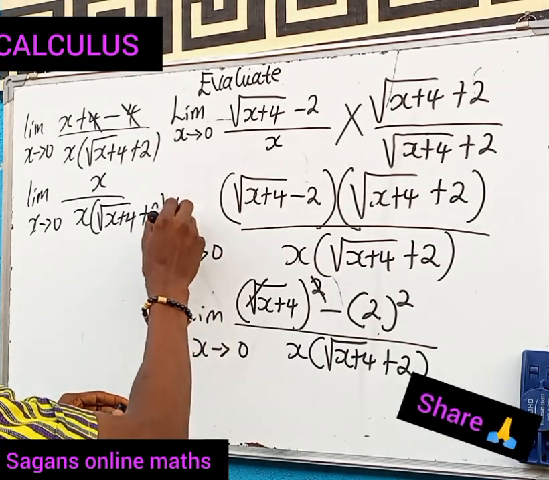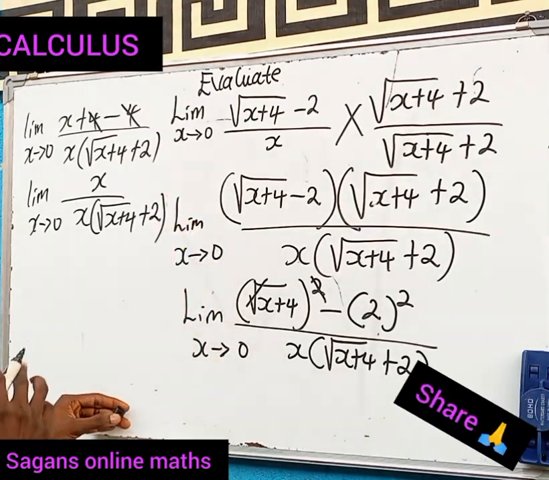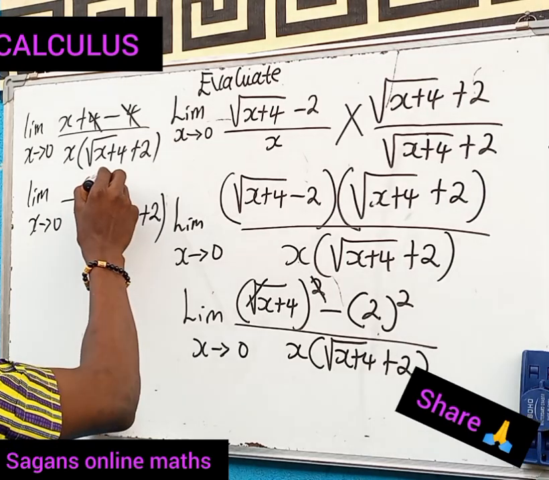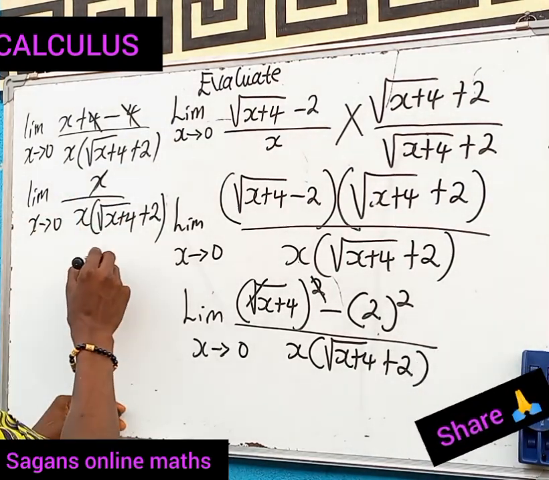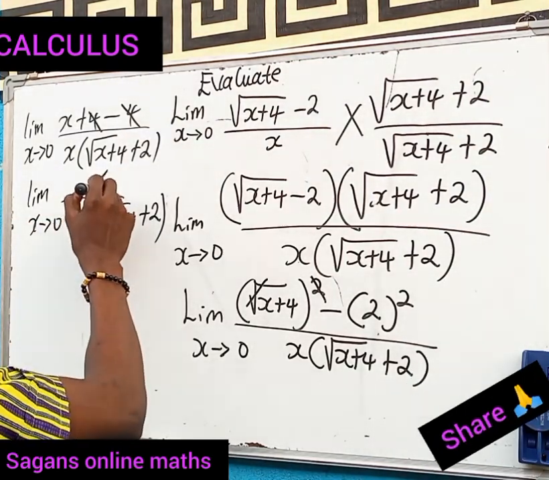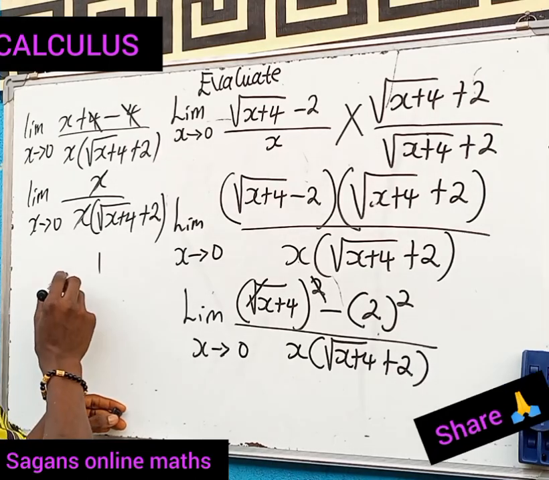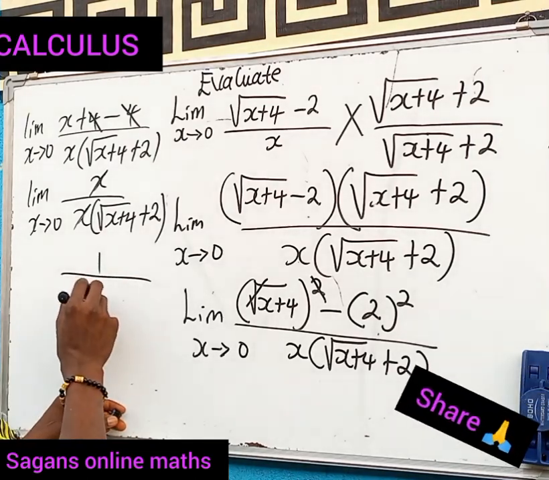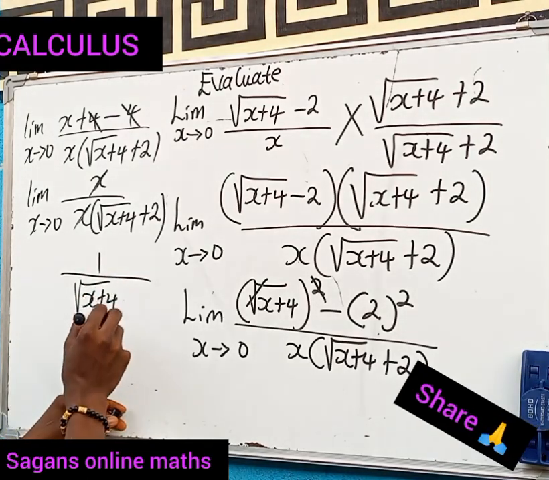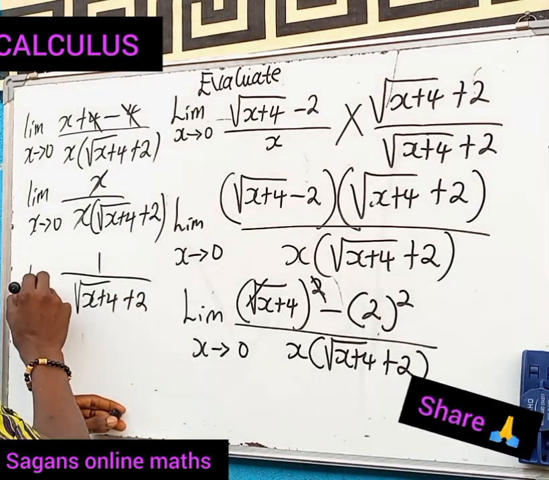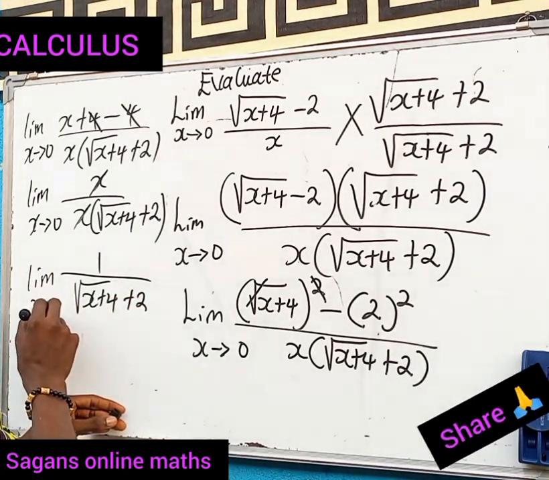Let me shift this. Now you can see. So now s into s how many times? 1 time. That x will cancel out this other x, so we are left with 1 divided by the square root of x plus 4 plus 2. And remember that our s tends to 0.